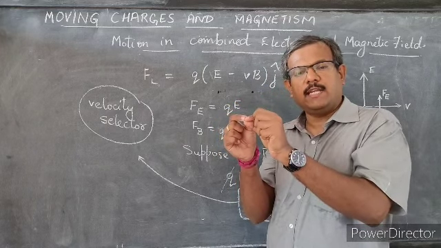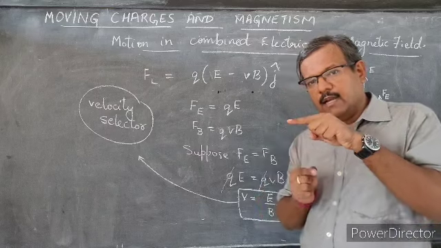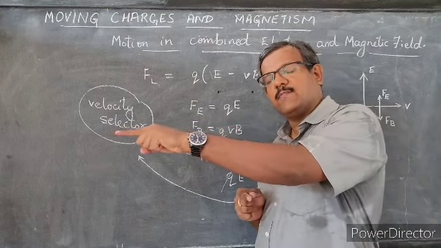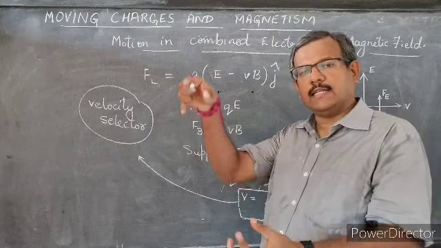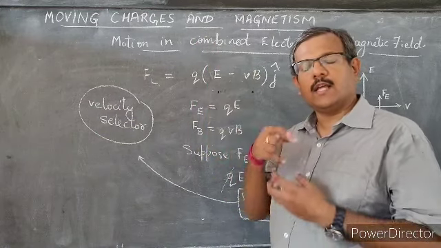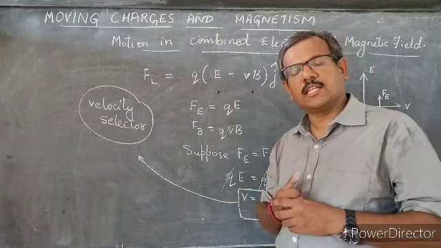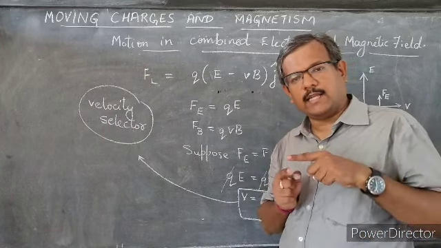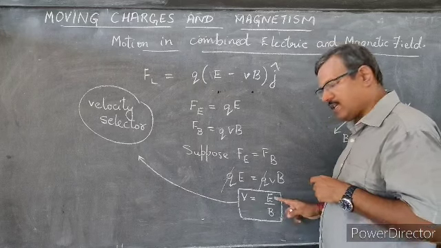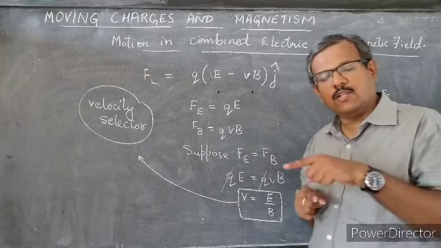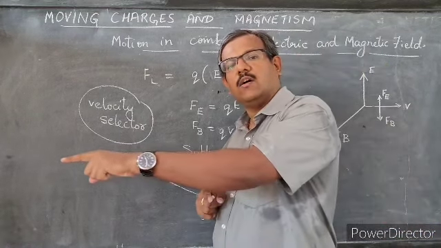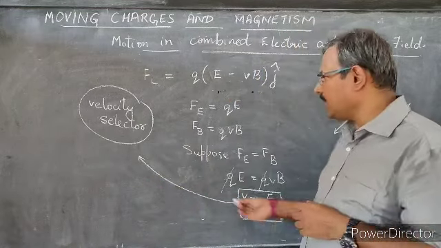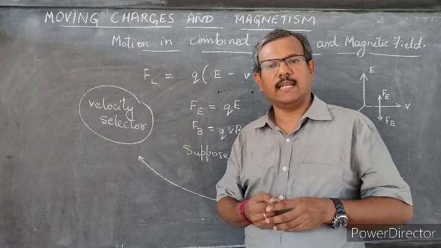So what happens immediately is that particle starts traveling undisturbed in the same straight line, whereas all other particles tend to execute a combination of deflection and helical motion. Whereas that particular particle whose velocity matches the ratio of E by B continues undeflected or undisturbed along the straight path. That's why this ratio is sometimes called the velocity selector.